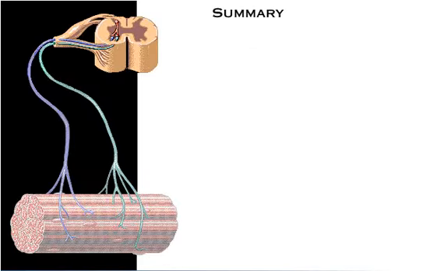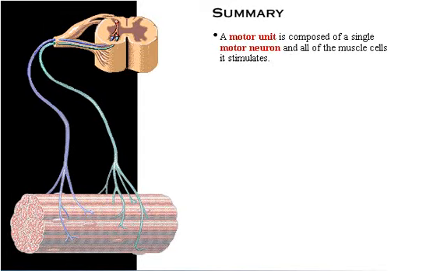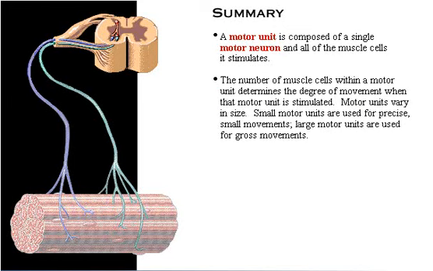Here's a summary of what we've covered. A motor unit is composed of a single motor neuron and all of the muscle cells it stimulates. The number of muscle cells within a motor unit determines the degree of movement when that motor unit is stimulated.